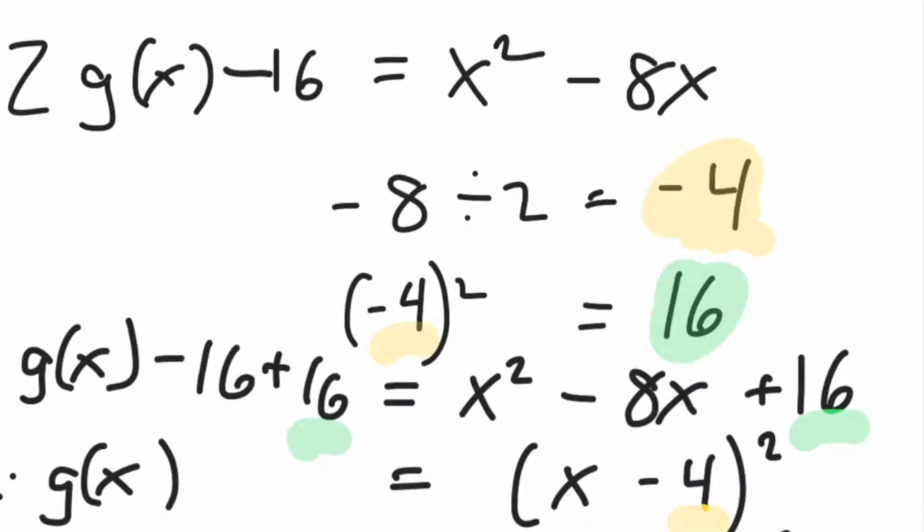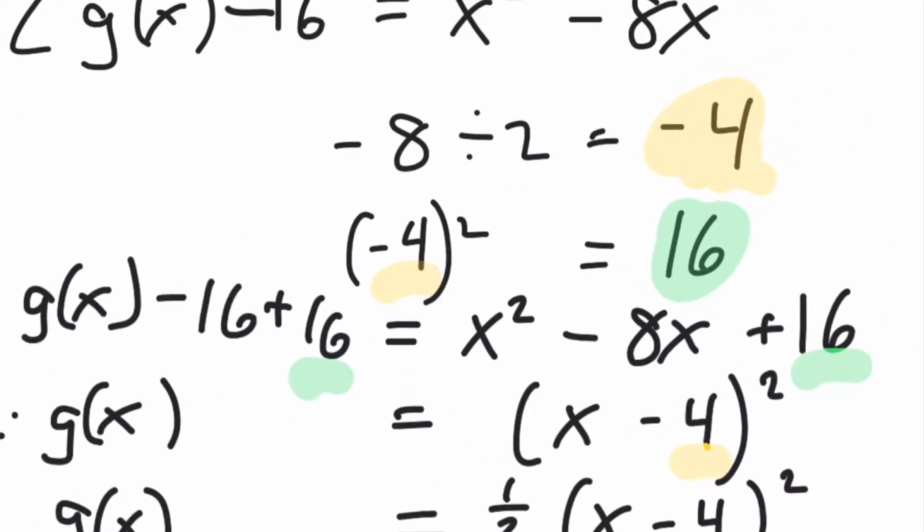I'm going to square this, negative 4, to get positive 16. Remember, if you're typing this into a calculator for whatever reason, make sure you include the parentheses. And when you write it down, you really should include the parentheses as well to distinguish it from negative 4 squared.